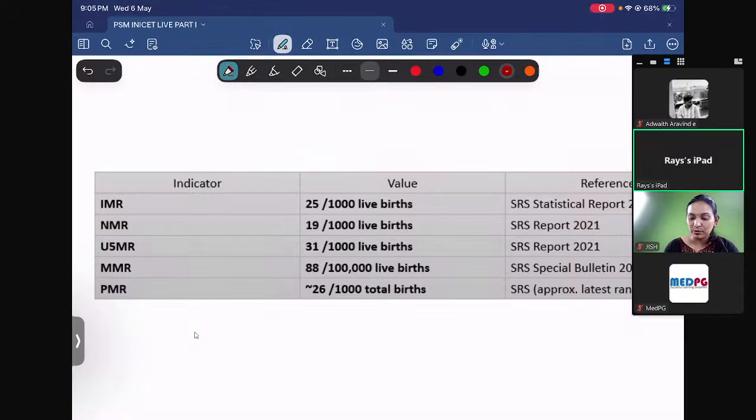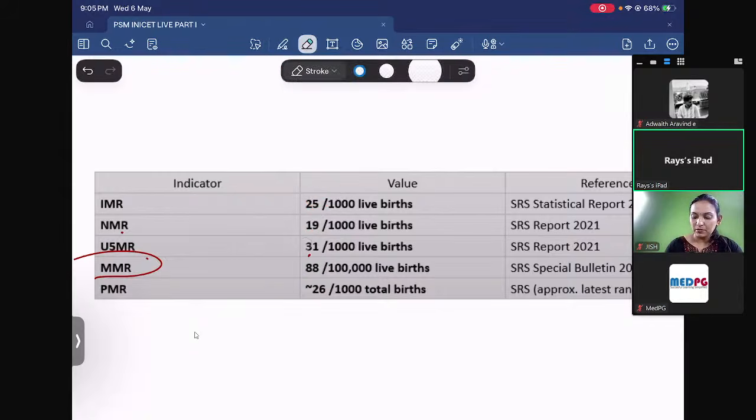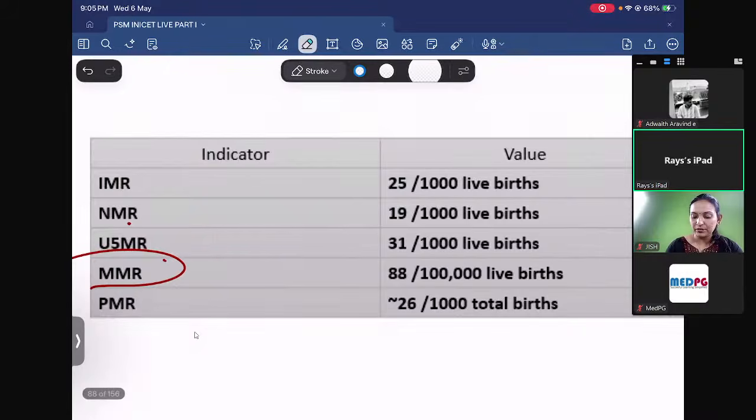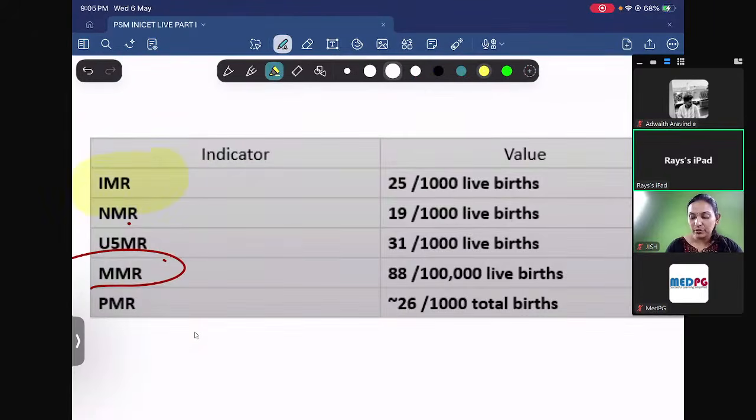So IMR at present is 25 per 1,000 live births. Your neonatal mortality has become 19. Under 5 is 31. MMR is 88. MMR, I think potentially they can ask you MMR and IMR. MMR is 88 per 1 lakh live births. Everywhere we are talking about per 1,000 live births. But MMR, when I say R, it is ratio. Maternal mortality ratio is per 1 lakh live births. So please remember all these values. Okay. Just showing you all the values. So IMR 25, at least if it's difficult to remember everything, at least remember that IMR is 25 and your MMR is 88. Okay. Moving on to the next question.